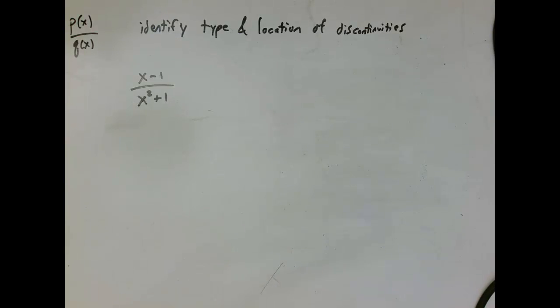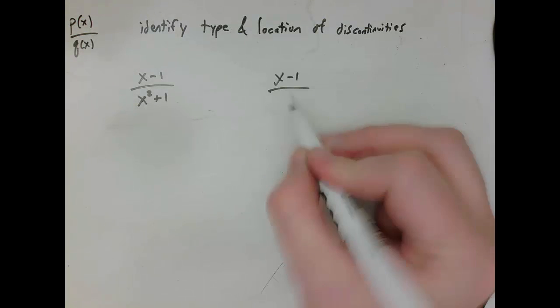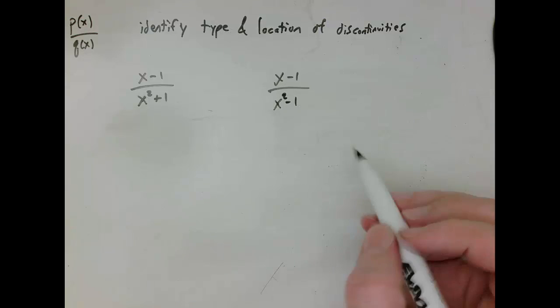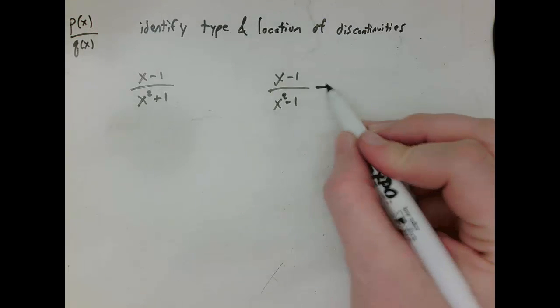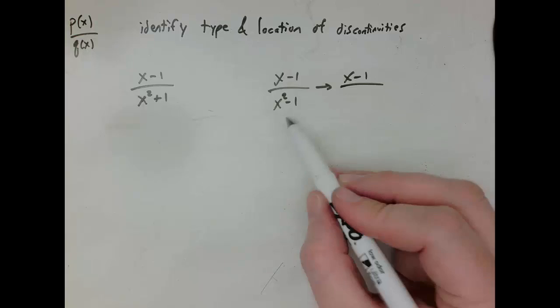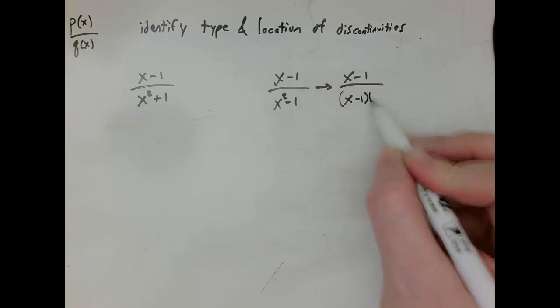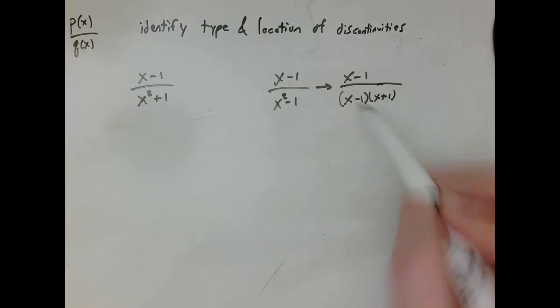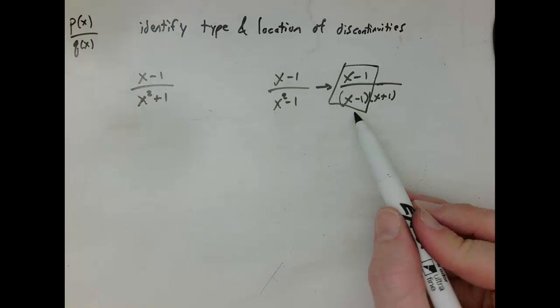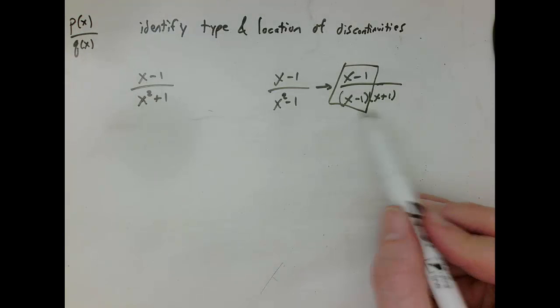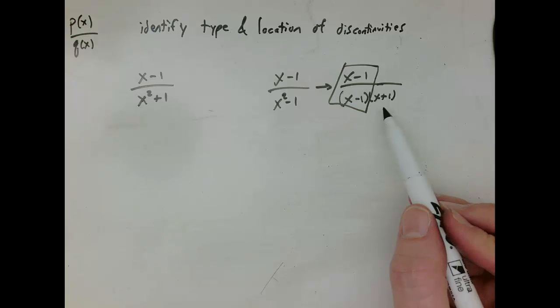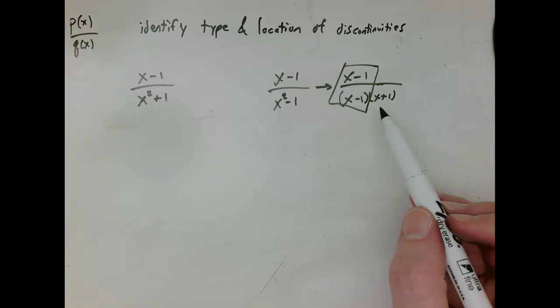Let's do a last example. So here, let's compare and contrast. So if I had this, x squared minus 1, this would be very similar to the last example. So in the denominator, this would factor as x minus 1, x plus 1, and then I'd have a removable discontinuity at x equals 1, and I'd have a vertical asymptote at x equals negative 1.